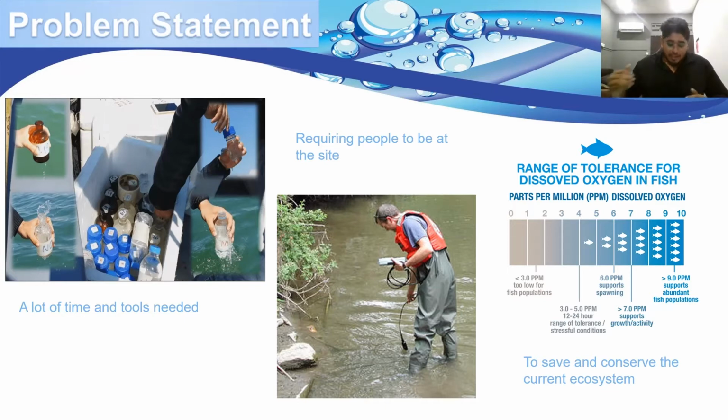It also needs people to be there in the middle of the site, let's say in the middle of the river or the lake, in order to take this value, and this requires a lot of time. To come up with an accurate and more efficient dissolved oxygen value you have to take it multiple times, maybe throughout the day or throughout the week, in order to make sure that the water quality is good. So for people to go in the middle of the lake and also the middle of the river, it takes a lot of time and effort.